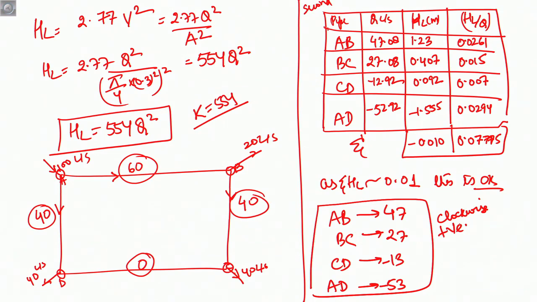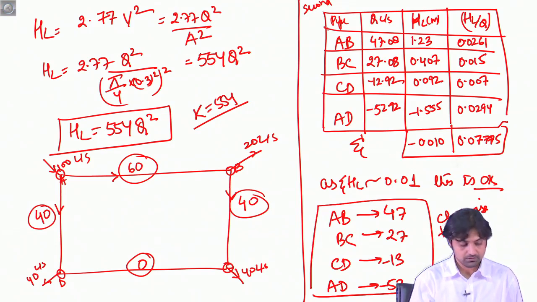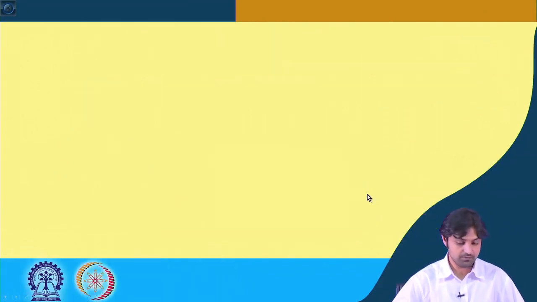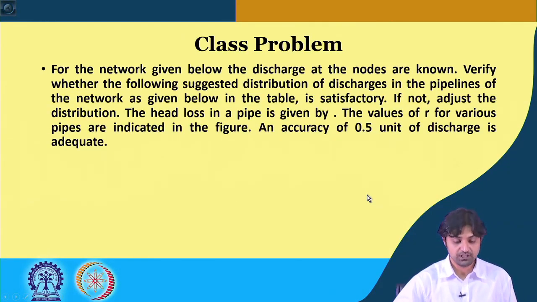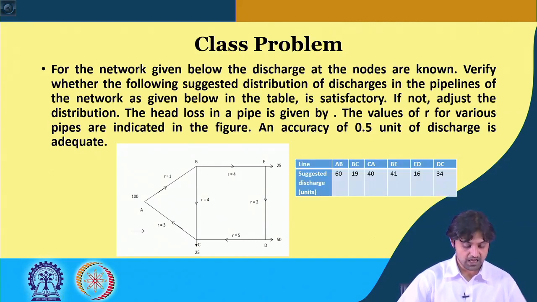Alright. So, this concludes our solution to this particular question on Hardy-Cross method. You see how we have calculated K, that was 554, and applied this, alright. So, we will see yet another question, and that will be the last question that we are going to solve in the class, but before finishing this lecture I will give you a problem that you will have to attempt at home and will be based on Hardy-Cross method. So, this is the class problem.